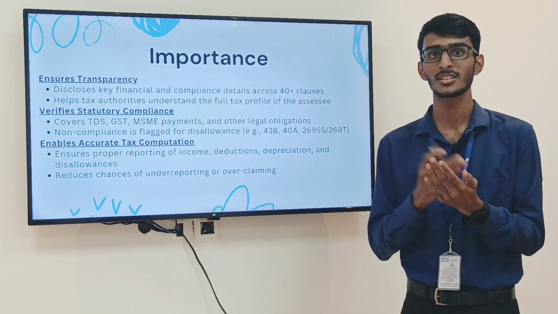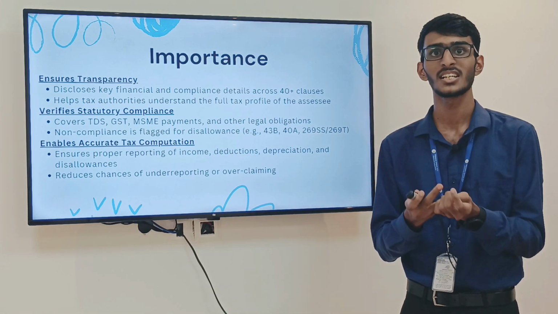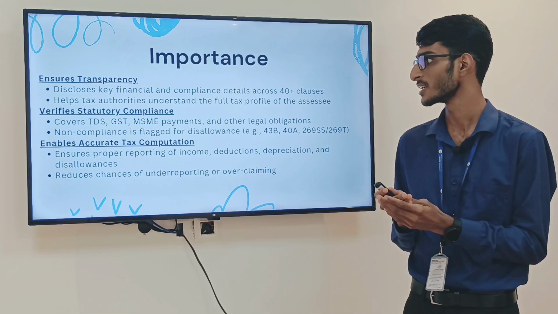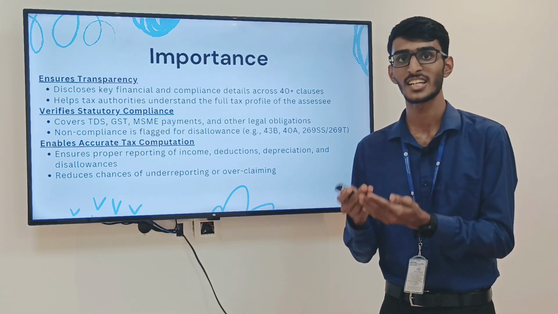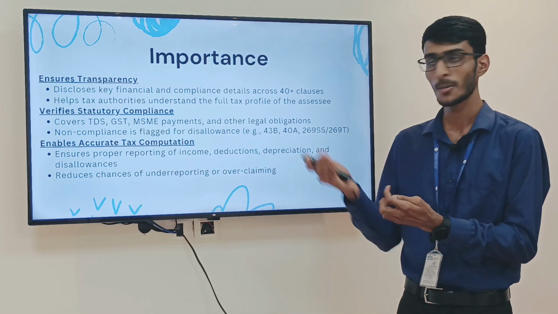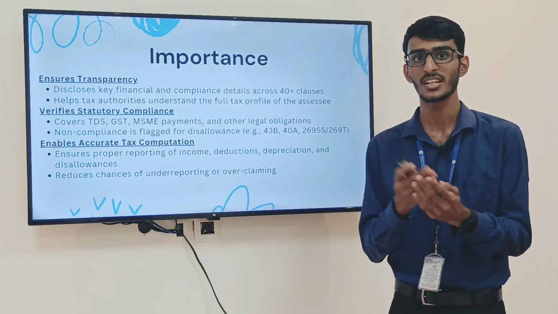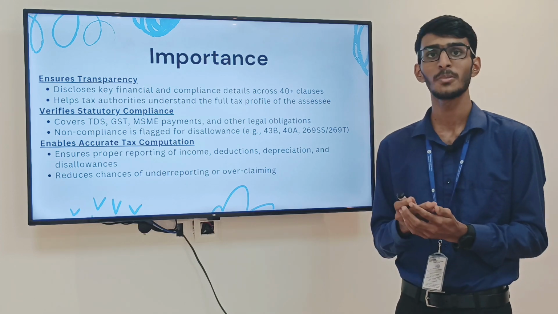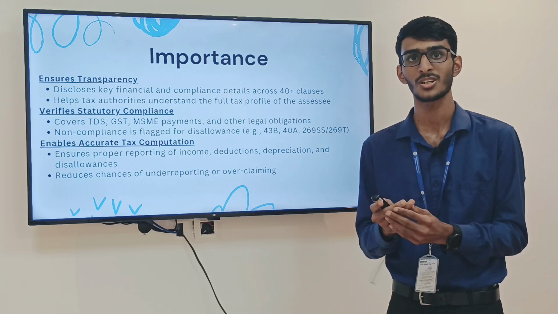Here, the person discloses the different types of income, the statutory compliances which he has done, and any penalties which he has paid, through these clauses available in Form 3CD. There is also verification of the statutory compliance, where he discloses how much GST he has paid, whether he has paid on time, and whether there are any penalties which he has paid for that. And if any non-compliance is there, there is a provision for disallowance as well, so that they know which expenses are included in the deductible expenses and which are not.